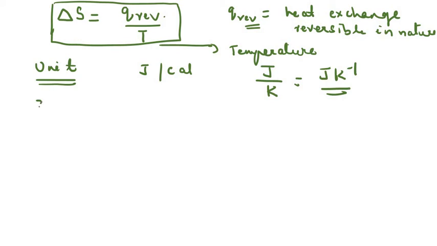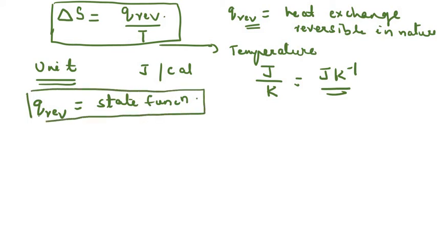Now one thing that you have to remember is this Q reversible is a state function. Why are we saying Q is a path function, but Q reversible is a state function? Because only one type of path is followed. So Q reversible is a state function.